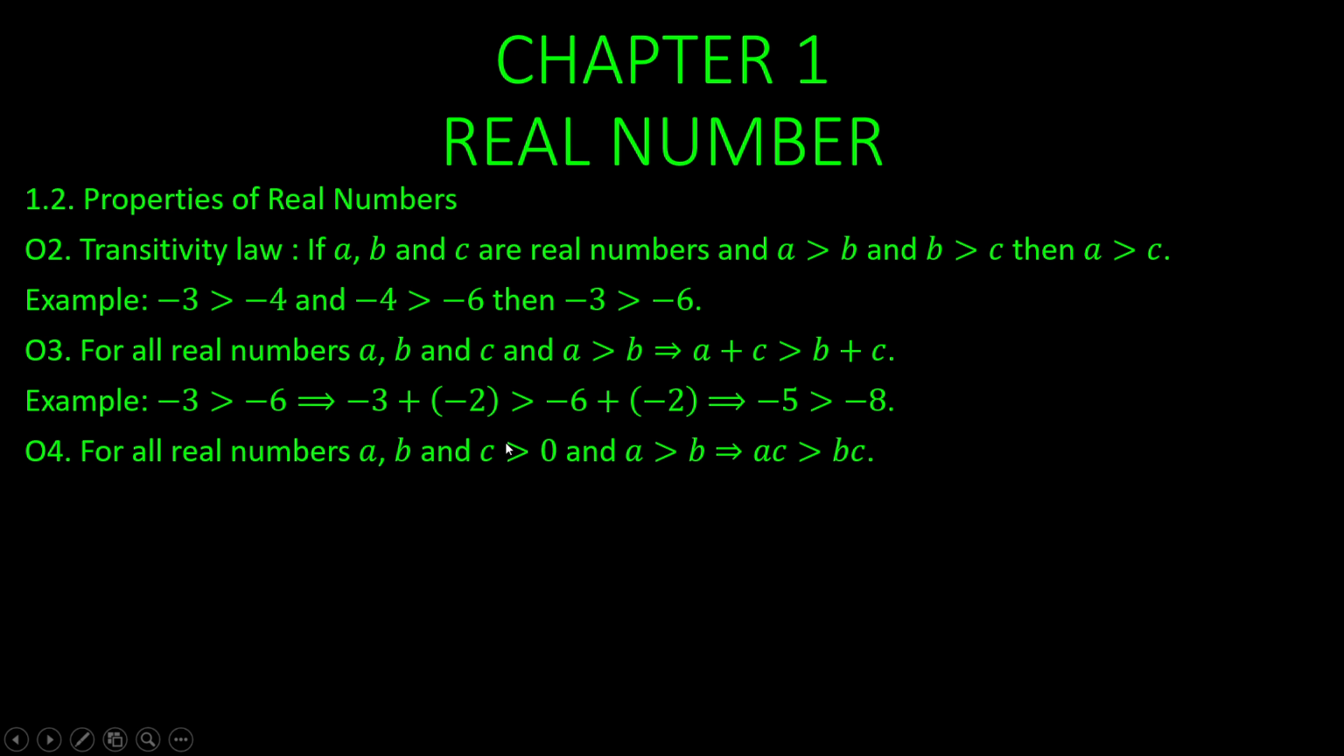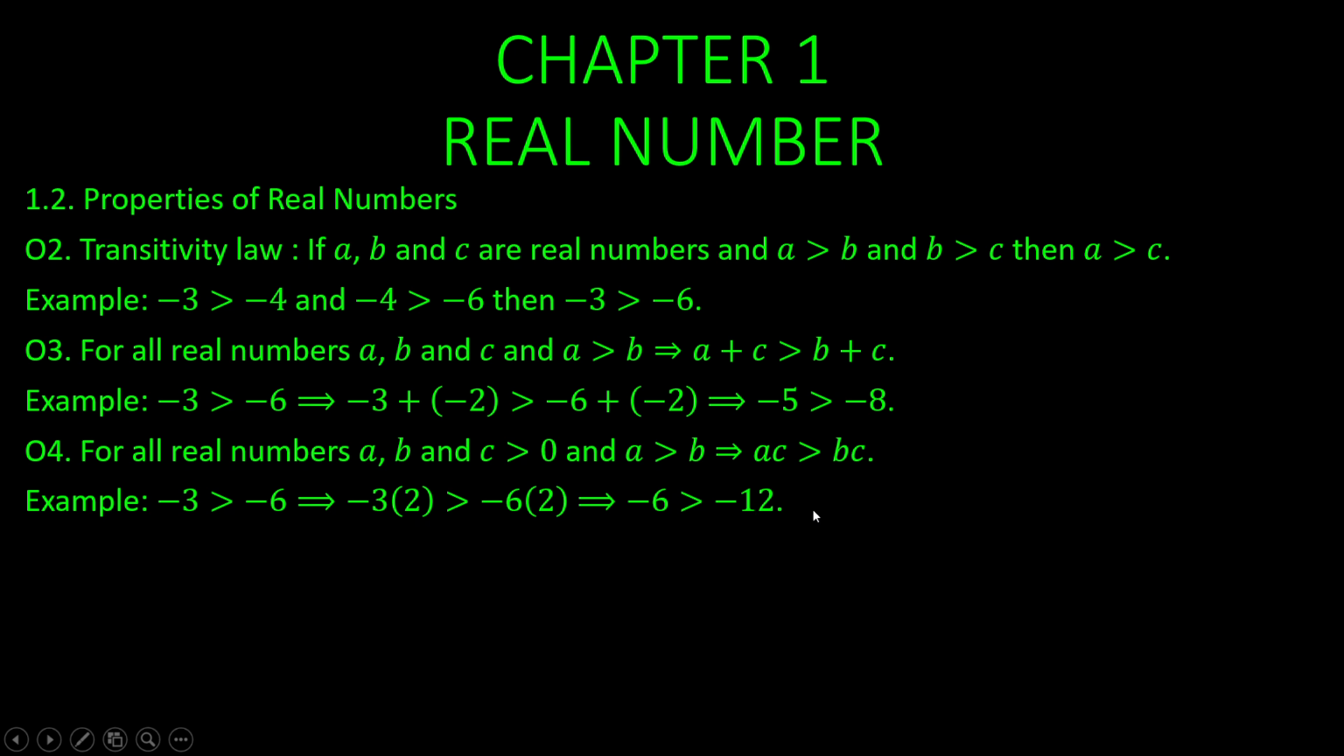Fourth order rule. For all real numbers a, b, and c, if c is greater than 0 and a is more than b, then multiplying both sides of the inequality by the positive number c, we get ac is more than bc. That means if we multiply or divide both sides of an inequality by a positive number, then the sign of the inequality won't be changed. That means greater than sign will remain greater than, and smaller than sign will remain smaller than.